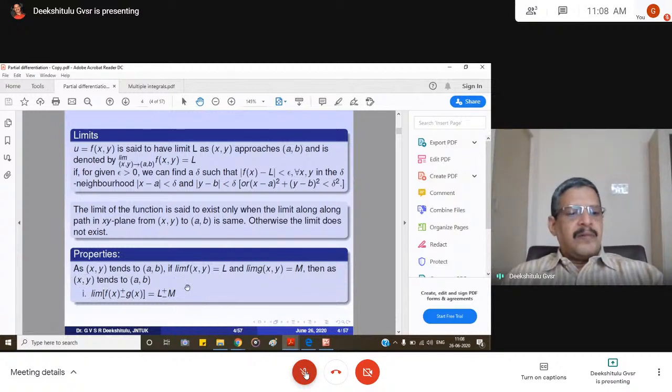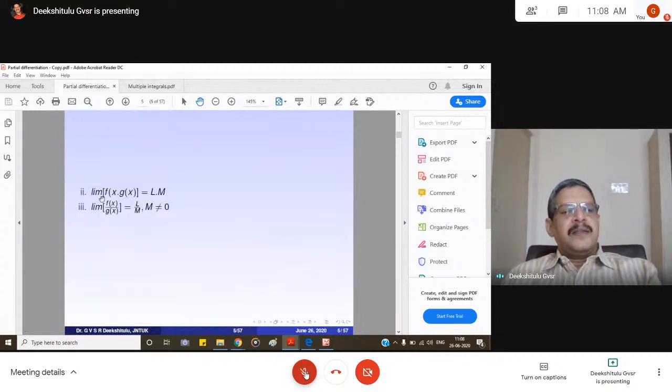As (x,y) tends to (a,b), limit of f(x,y) is equal to L, and limit of g(x,y) is equal to M. Then as (x,y) tends to (a,b), limit of f(x) plus or minus g(x) is equal to L plus or minus M. And the other things: limit of f(x) times g(x) is equal to L times M. Limit of f by g is equal to L by M, provided M is not equal to 0.